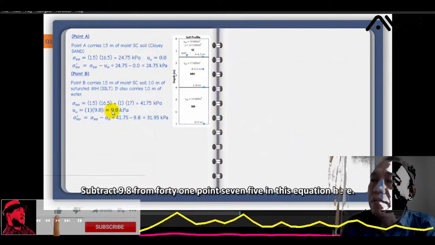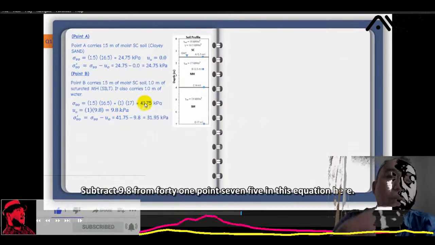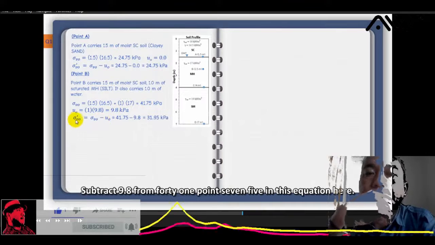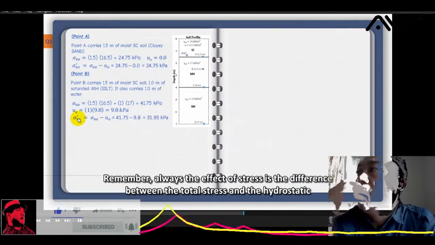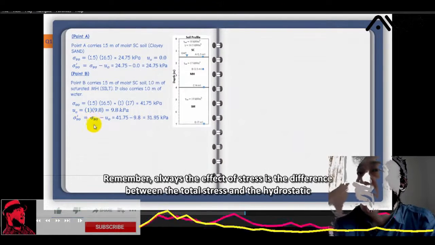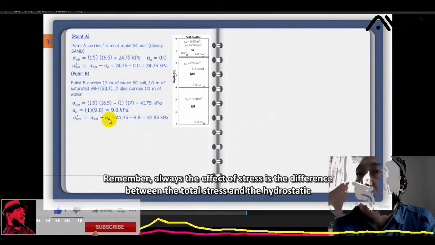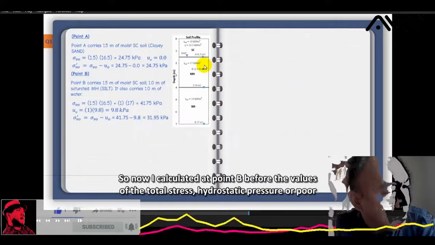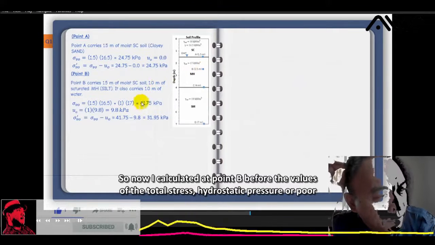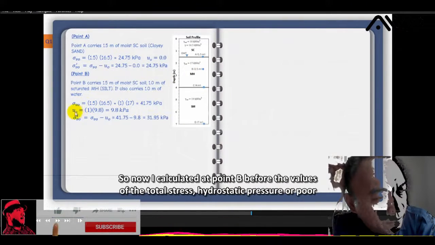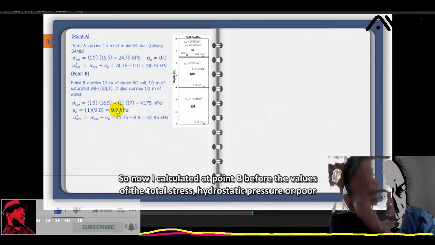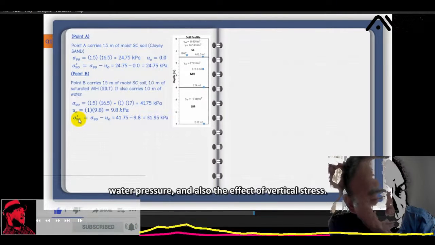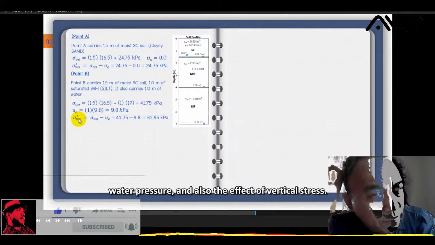Now subtract 9.8 from 41.75 in this equation here. Remember, the effective stress is always the difference between the total stress and the hydrostatic pressure. So 31.95. So now I calculated at point B the three values: the total stress, the hydrostatic pressure or pore water pressure, and also the effective vertical stress.